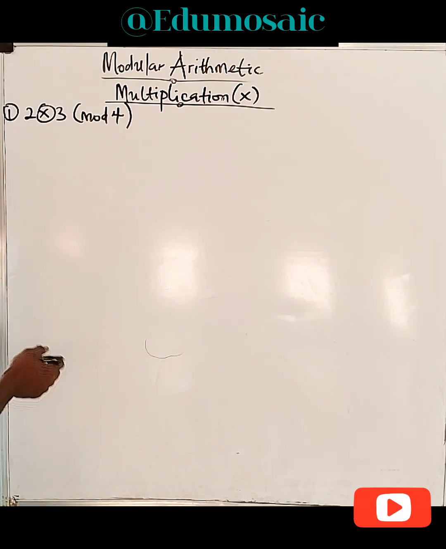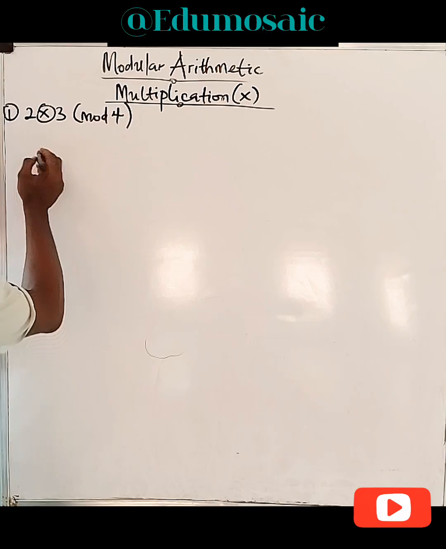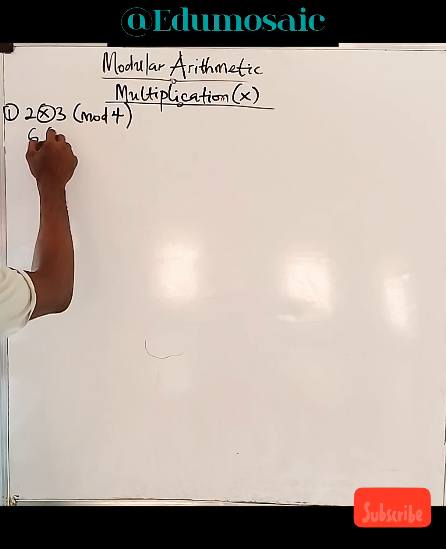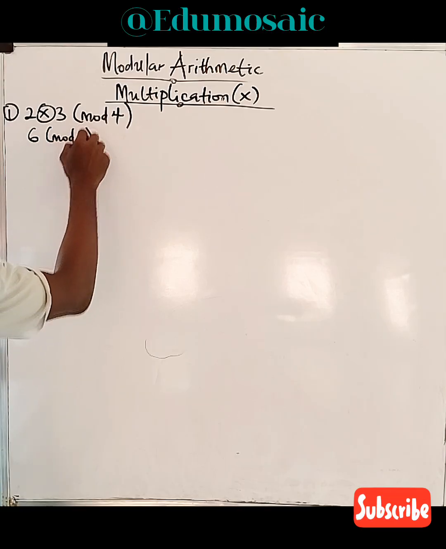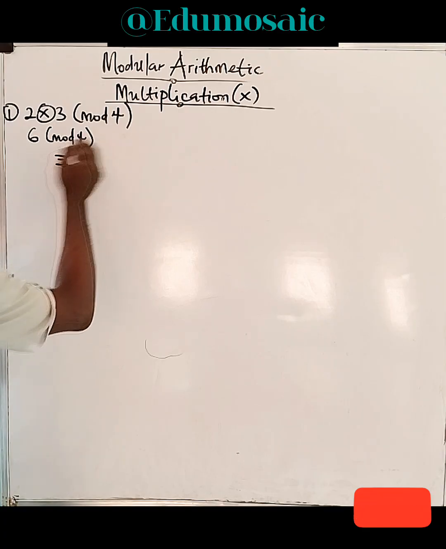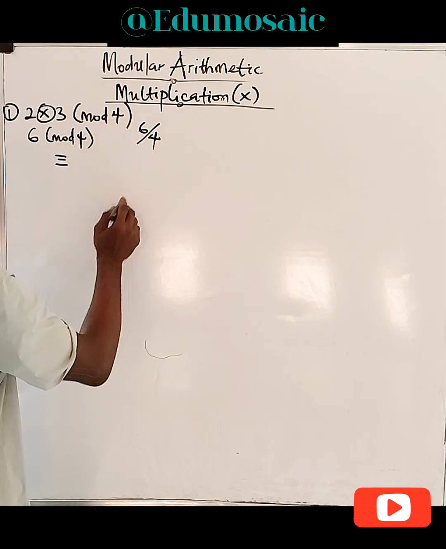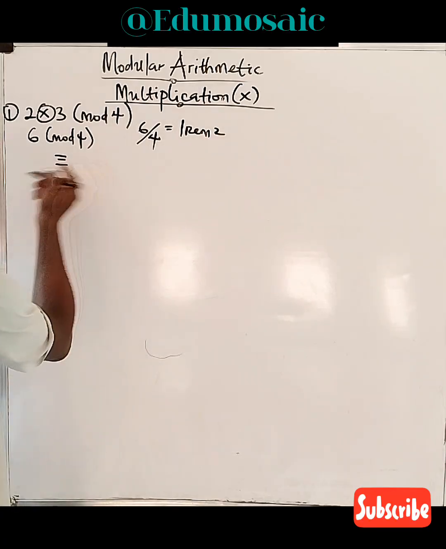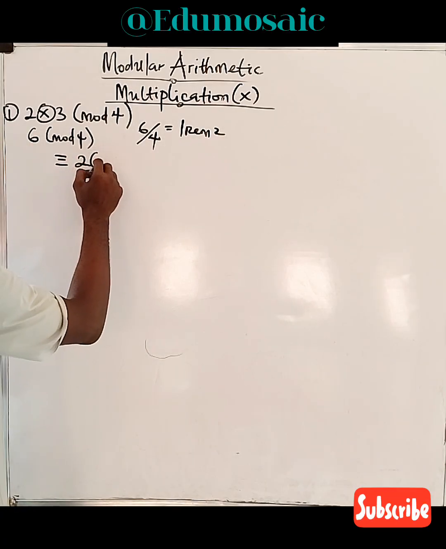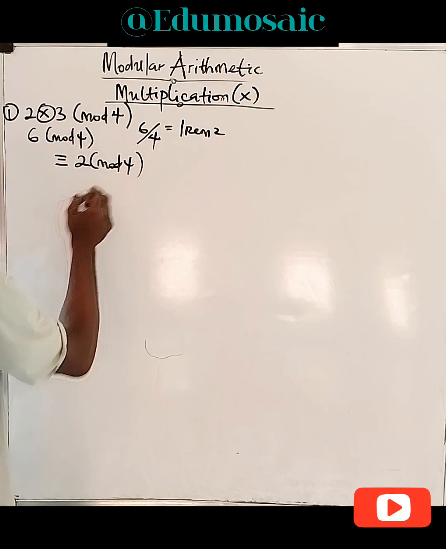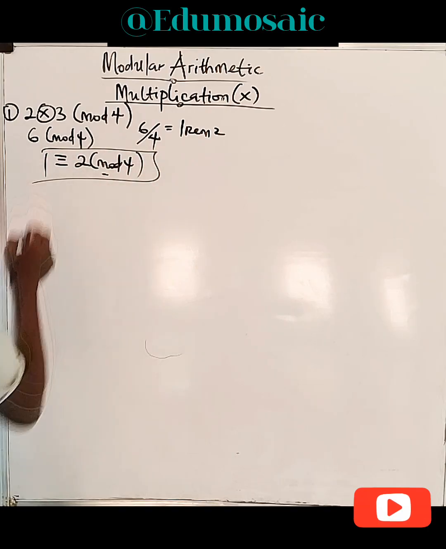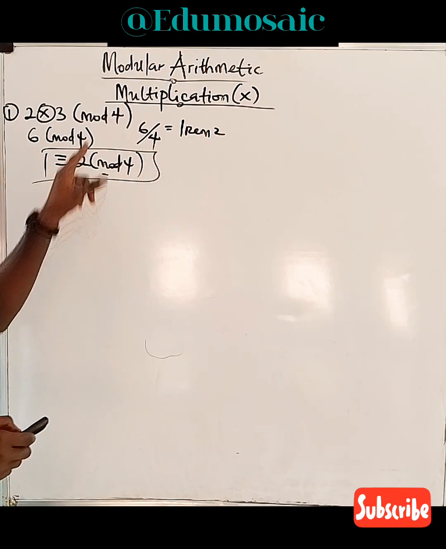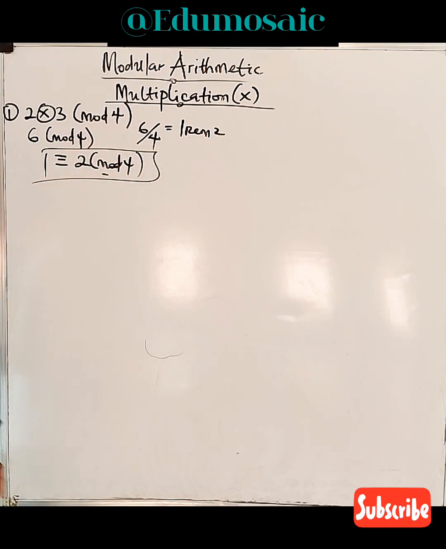2 times 3 will give us 6. So we're going to write 6 in modulo 4. How do we do that? We divide 6 by 4. 4 in 6 gives us 1, remainder 2. So 6 modulo 4 is 2 modulo 4, as simple as that. So 2 times 3, which is 6, in modulo 4 is simply 2 modulo 4.